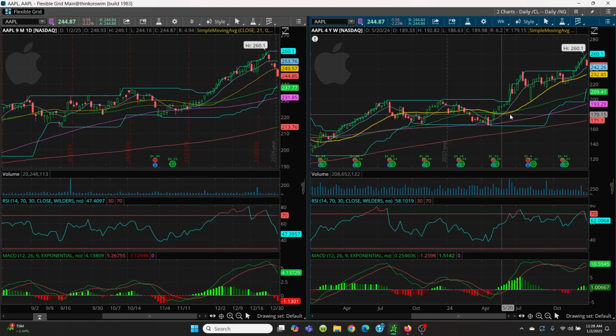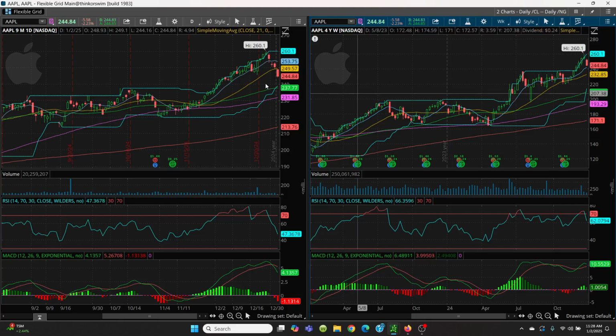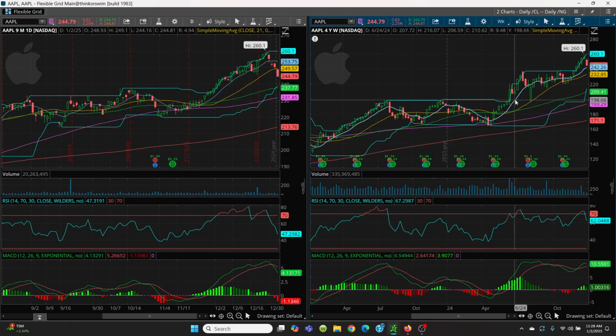Now a key for Apple is going to be right here at 242.27. You really need to hold that price on a closing basis. If not, they're going to be going lower. Now today we had that low of 244.16, so then you want to watch right there at that 242.26. And then we can come down here to the bottom of this candle.